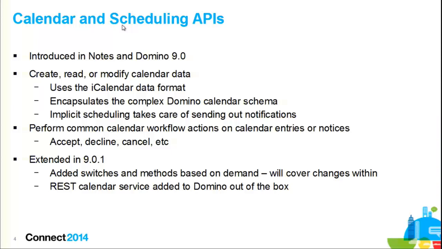If you update it, we'll determine what types of notices need to be sent out and handle it automatically. So as he said, we did expand this in 901, and we'll be focusing on that today. Another thing is the REST calendar service. We'll cover that a little bit later. Some of you may know about this. It was presented a little bit last year at Connect, but it wasn't available in 9.0. It has been out on OpenNTF, and it was part of Domino 901 out of the box. So we'll spend a little more time on that.